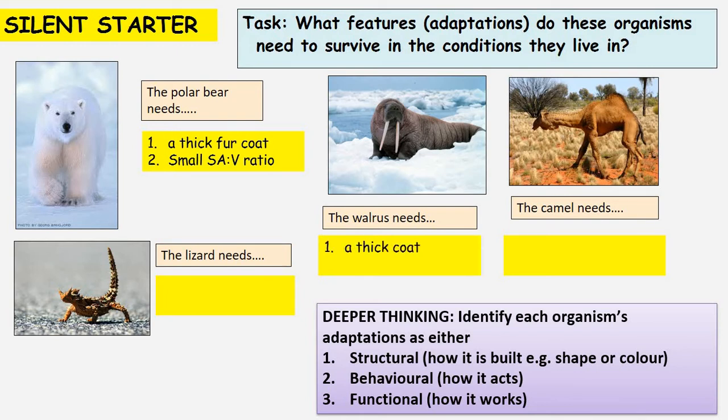Of course, the walrus has got a very thick coat, lots and lots of fat underneath its skin to keep it warm. That's another key adaptation. We get a small surface area to volume ratio.